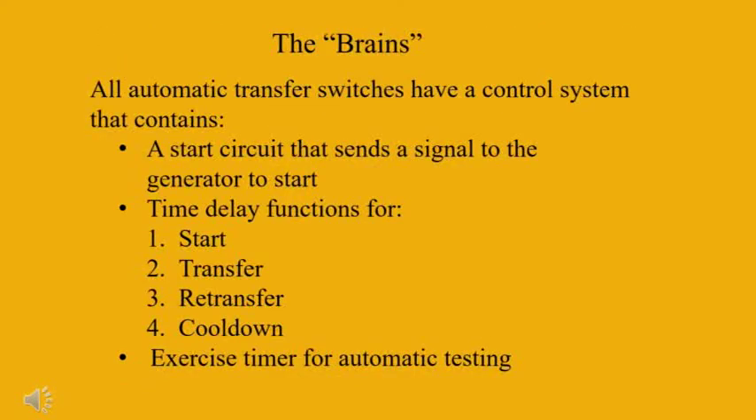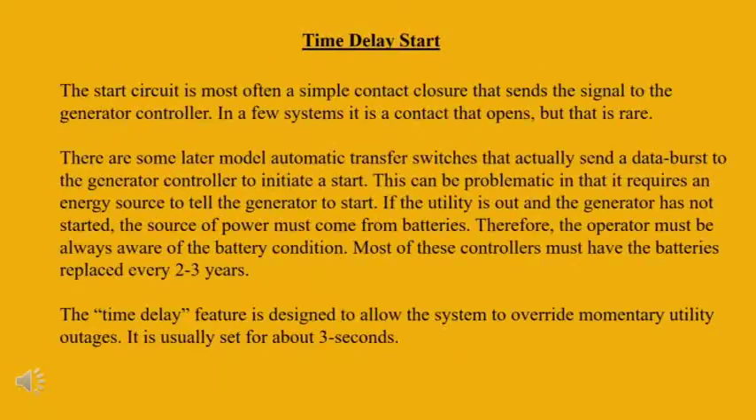All automatic transfer switches have a control system that contains a start circuit that sends a signal to the generator to start, time delay functions for start, transfer, retransfer, and cool down, as well as an exercise timer for automatic testing. Time delay start. The start circuit is most often a simple contact closure that sends a signal to the generator controller. In a few systems, it is a contact that opens, but that is rare.